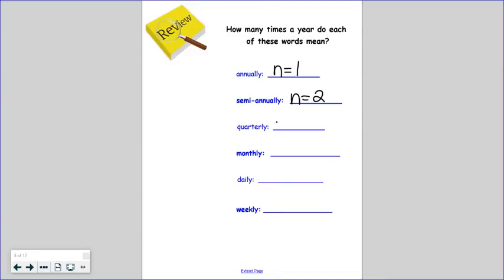Quarterly is just how it sounds. 4 times a year. Monthly, hopefully we know that there are 12 months in a year. Daily, do not overthink daily. 365, it's not a leap year, don't worry about that, okay? And then weekly, 52, thank you. Now, with that being said, yes, these are all possible words we could run across. You will most often see quarterly, monthly, or annually. Those are the ones that are by far used more than the rest. Okay?